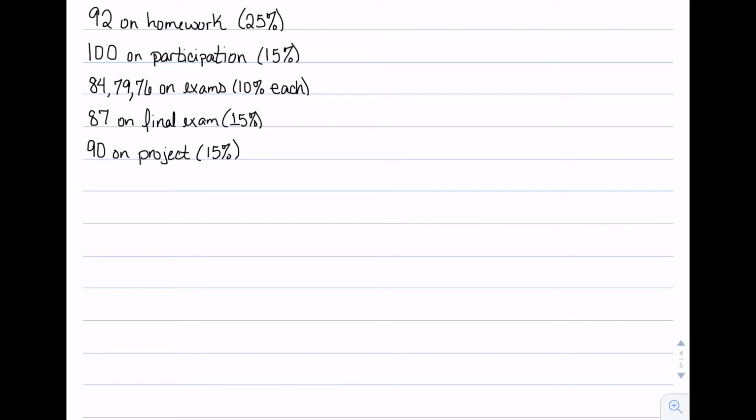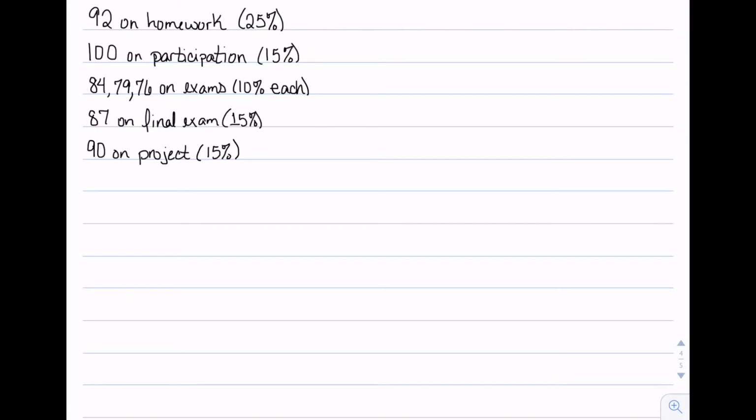So let's suppose these are our grades for a class, and the numbers in parentheses on the right is how much it's worth. So we have a 92% on homework, which counts for 25%, 100 on participation, which counts for 15%. Our exams are 10% each, and we scored 84, 79, 76. We have an 87 on the final worth 15% and a 90 on the project worth 15%.